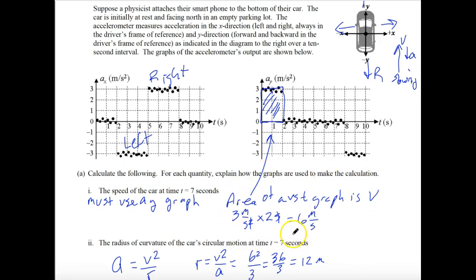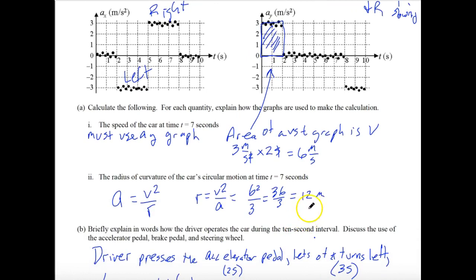The next thing they want us to do is find the radius of curvature of the car's circular motion at 7 seconds. So you'll see that at 7 seconds, it is turning right. And if it's turning right, we know that that makes a circle, and we can find the radius of curvature. So that would be R at that 7 second period.